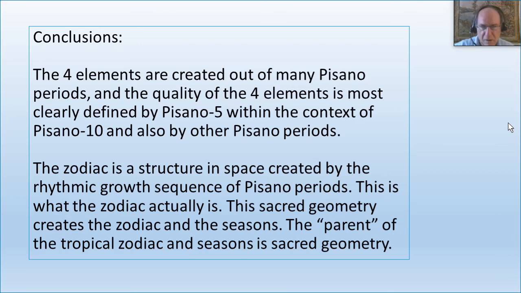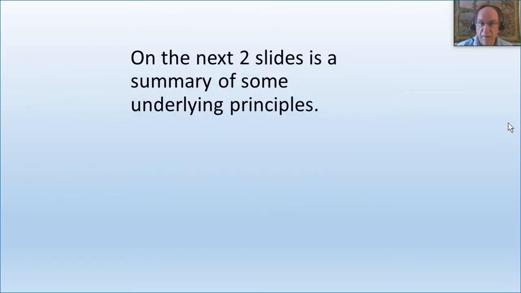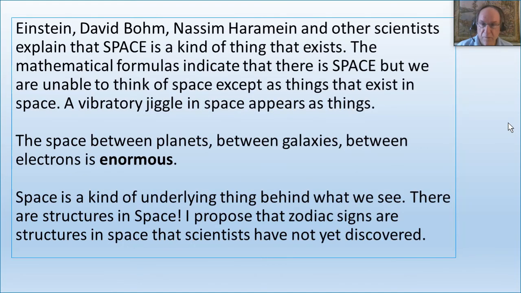Sacred geometry is the cause of both, which I can talk more about and have hinted at a little bit in some other videos. So I have it here, the last sentence: the parent of the tropical zodiac and the seasons is the sacred geometry. A summary of some underlying principles, just very briefly.